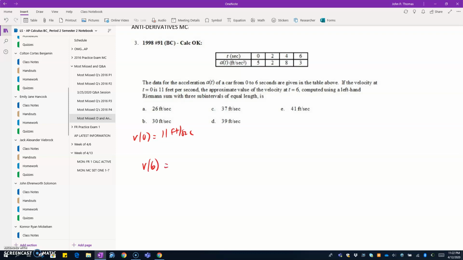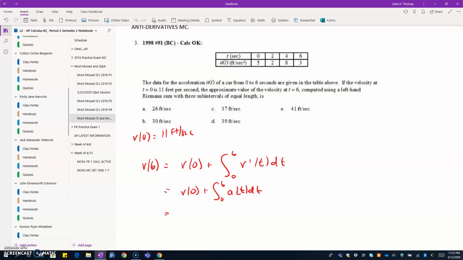Now, we know we can always do the structure. V of 6 equals v of 0 plus the accumulation of change from time 0 to 6. And we can find that accumulation of change by taking a look at the integral of the derivative of v. And the reality is the integral of the derivative of v is just going to be acceleration. So this is really v of 0 plus the integral from 0 to 6 of a of t dt.